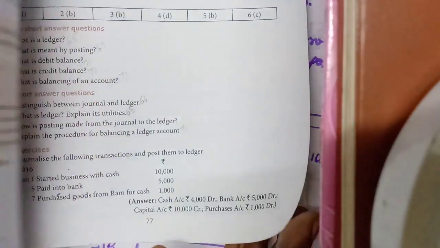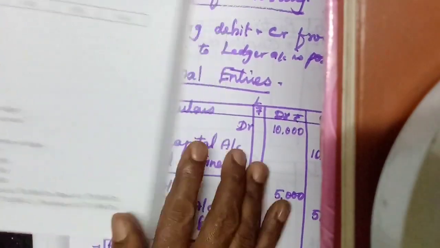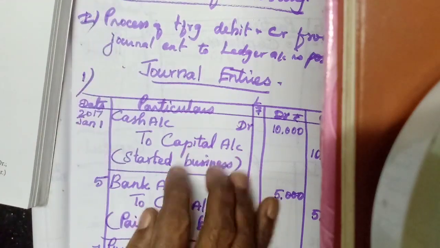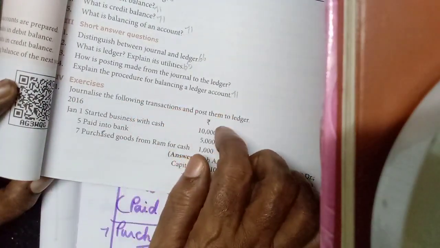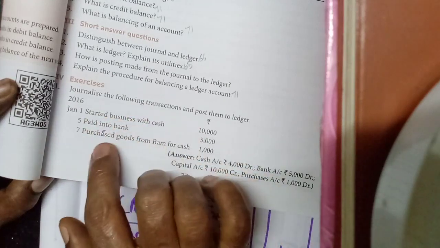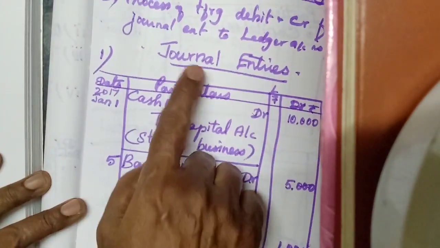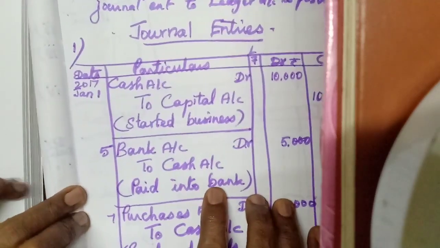Now we will see the exercise. One small chapter only. It will be easy. Journalize the following transactions and post them in ledger. Started business with cash, paid into bank, purchased goods from Ram for cash. Journal entry: the journal entry is written with date, particulars, LF, debit, credit.